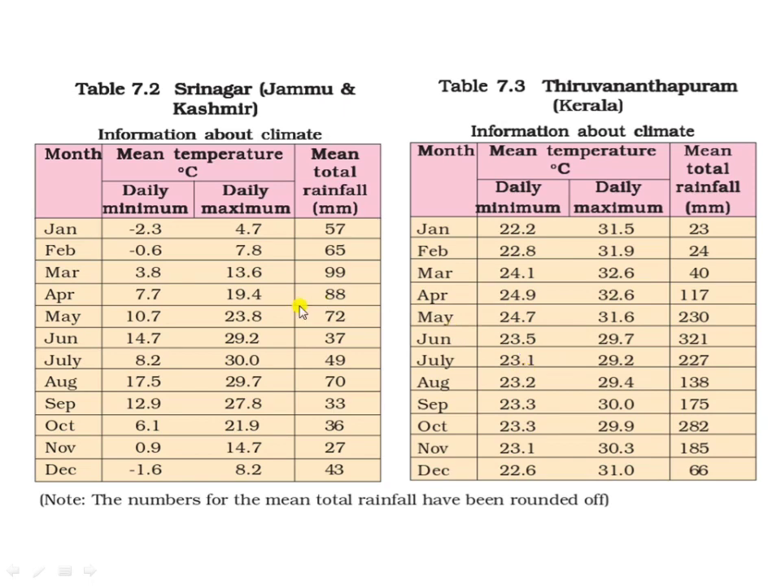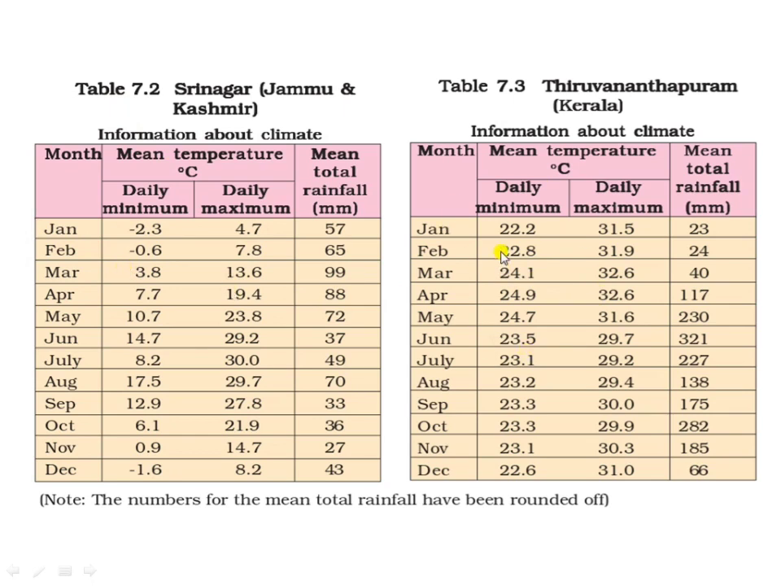By analyzing these two tables, we can find the difference in the climate of Srinagar and Trivandrum. From this, we can estimate that comparatively the state of Jammu and Kashmir has a moderate temperature and wet climate for a part of the year, while Kerala remains hot and wet for most of the year.